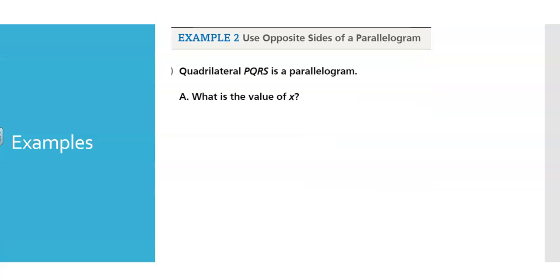Now let's look at some examples. So here's a quadrilateral, and we've got relationships between the sides that we know about, and then we know it's a parallelogram. So opposite sides are parallel, and we just figured out by the theorem that we just learned that QP would be congruent to RS and QR would be congruent to PS.